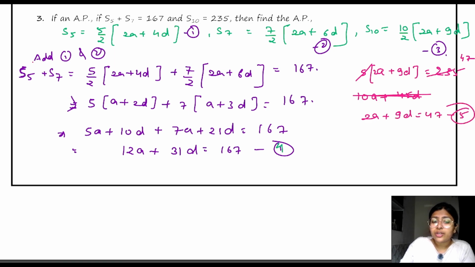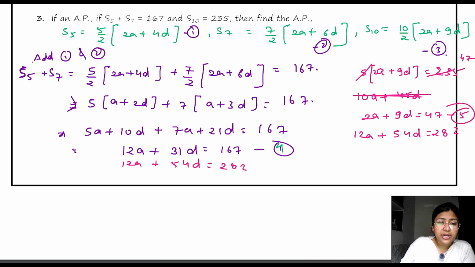Now can you solve equations 4 and 5? Yes, we are multiplying this equation by 6. Multiply it by 6, so it will be 12a. 6 nines are 54. Very good. 47 into 6 will be, yes, 282. This is clear? This is the fifth equation. This is the fourth equation. Now we can simplify it.